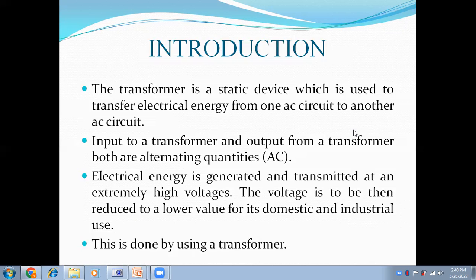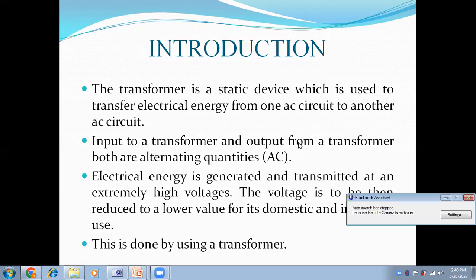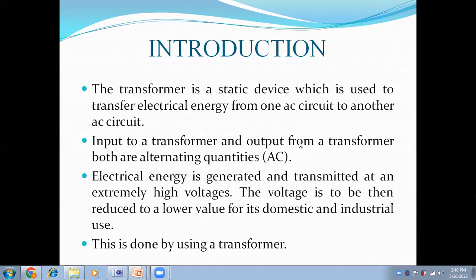The transformer is a static piece of apparatus by means of which electrical power is transformed from one alternating current circuit to another with desired change in voltage level without any change in the frequency. So the transformer is used to either increase or decrease the voltage level as per the requirements. The use of transformers in the AC transmission system is there.